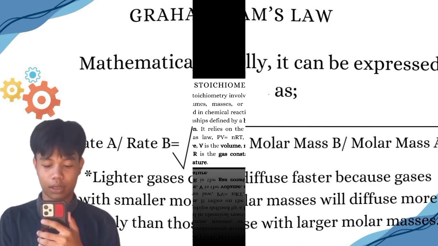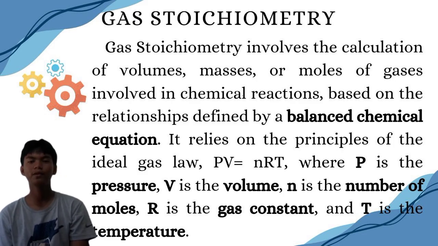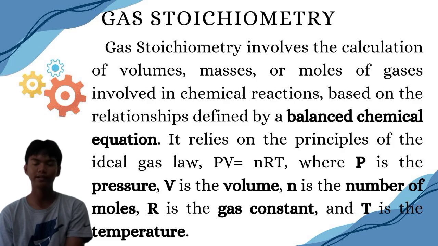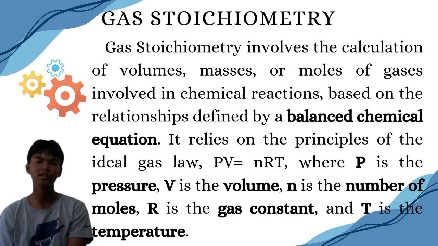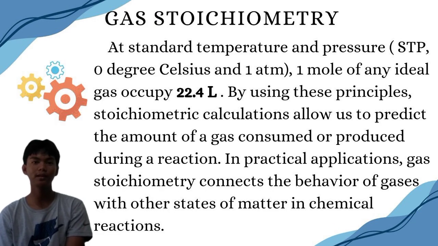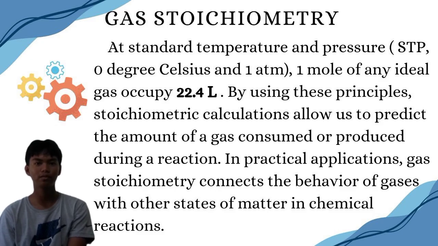And by the way, lighter gases diffuse faster because gases with smaller molar masses will diffuse more quickly than those with larger molar masses. Stoichiometry involves the calculation of volumes, masses, or moles of gases involved in chemical reactions. Based on the relationships defined by a balanced chemical equation, it relies on the principles of the ideal gas law, PV = nRT, where P is pressure, V is volume, n is the number of moles, R is the gas constant, and T is temperature. At standard temperature and pressure, STP, 0 Celsius and 1 atm, 1 mole of any ideal gas occupies 22.4 liters.